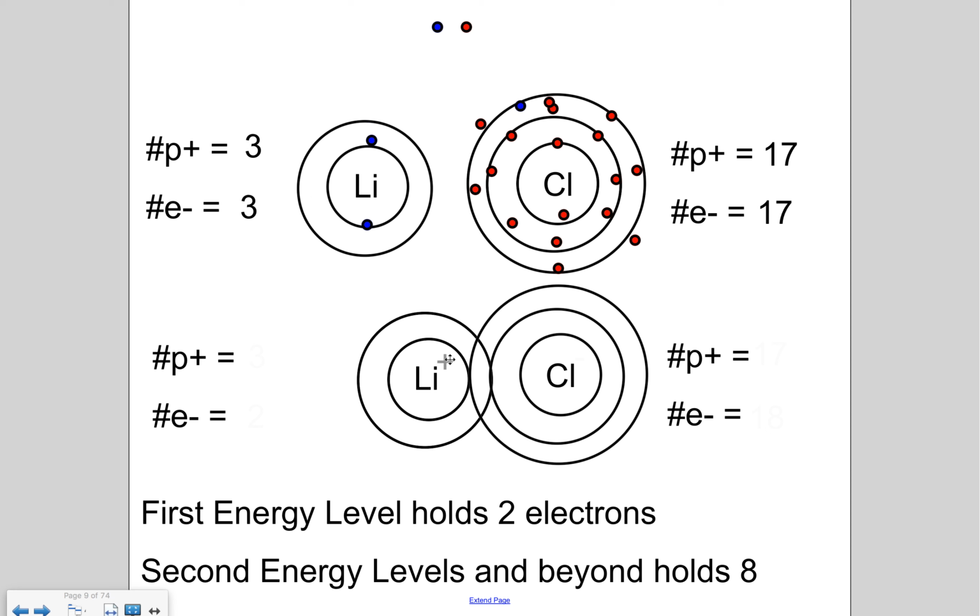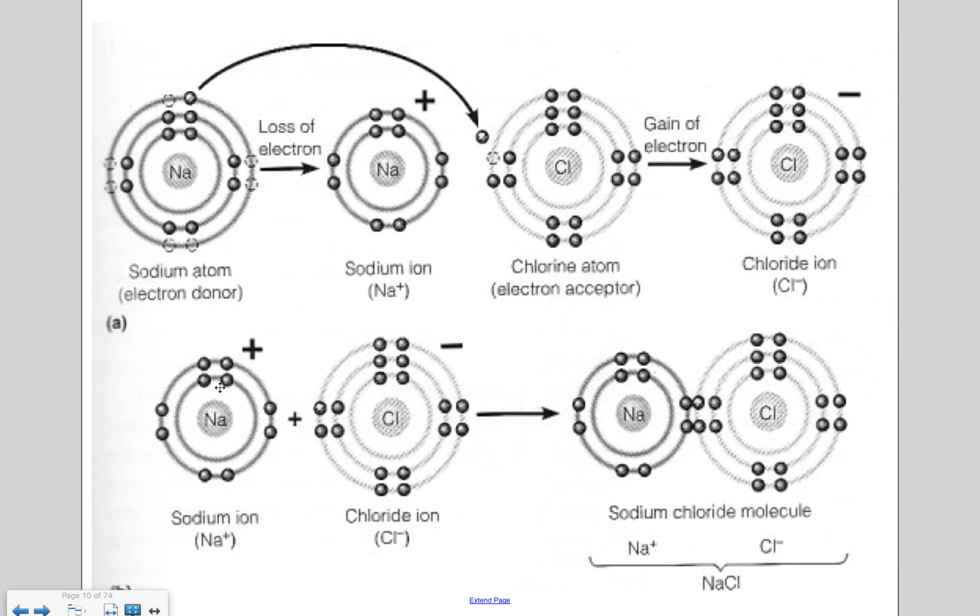And when that happens, now lithium, which has 3 protons, now only has 2 electrons. Okay, so if you do the math, 3 positive minus 2 negative, you end up with a plus 1 charge. And chlorine over here still has 17 protons, but now the electrons went from 17 to 18, and now it has a minus charge because I have more negative particles than I do positive. Okay. So this is just another diagram showing sodium chloride.